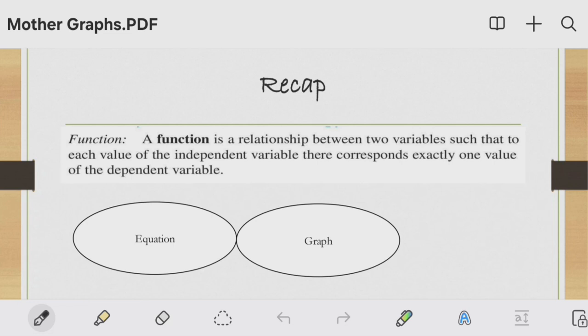We are continuing our journey of talking about functions. In today's session, we want to ensure that we talk about what we call mother graphs. Now we'll find out exactly what mother graphs are.